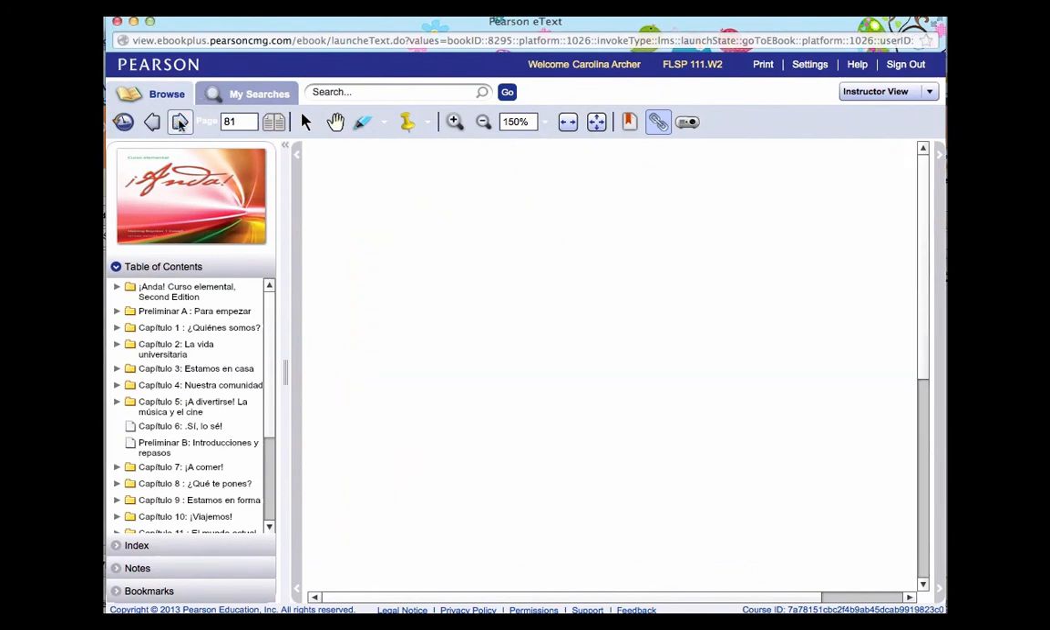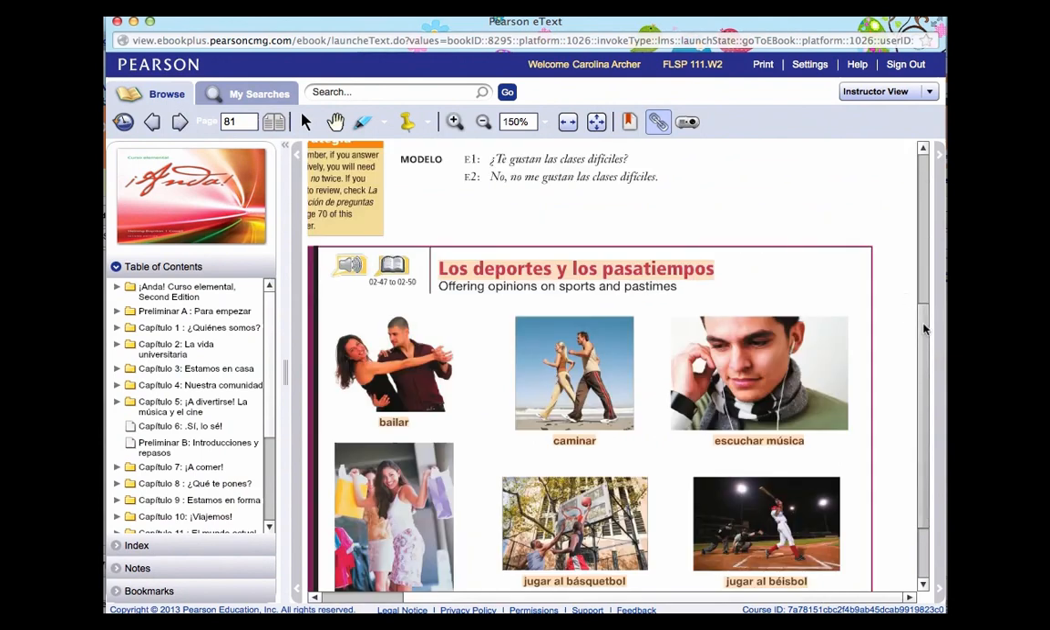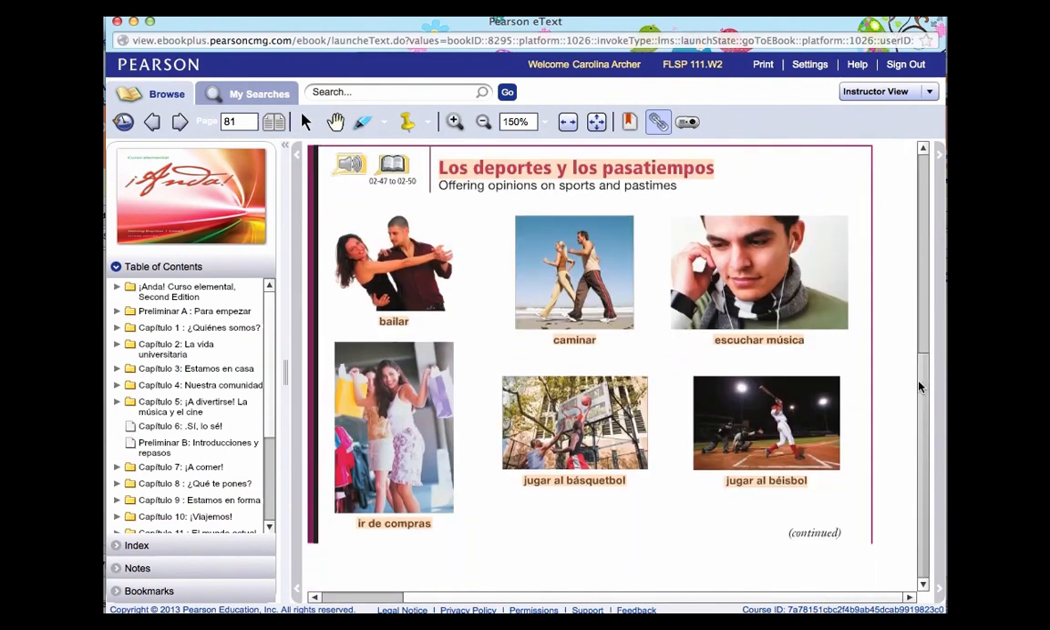So, with that, let me move that. We're going to go to página 81. And then we can also talk about sports and pastimes and offer your opinions. Do you like doing these things, these sports or these activities or these pastimes? And here we have some more verbs, and they are all in the infinitive form. Okay? Bailar, to dance. Caminar, to walk. Escuchar música, listen to music.